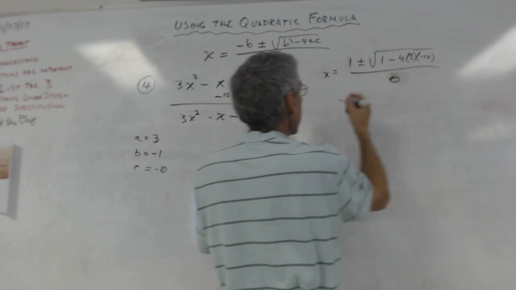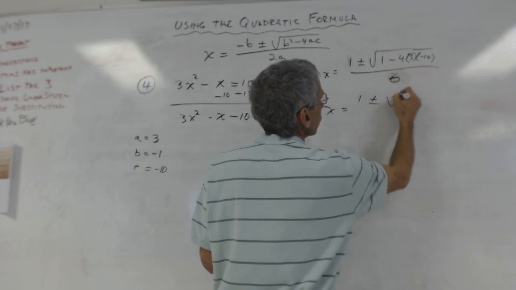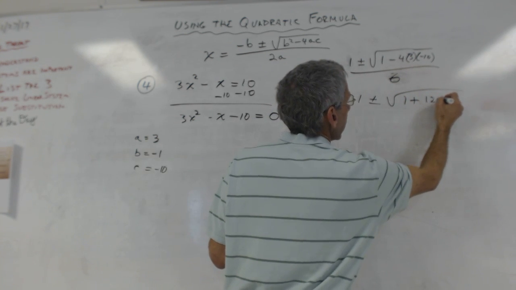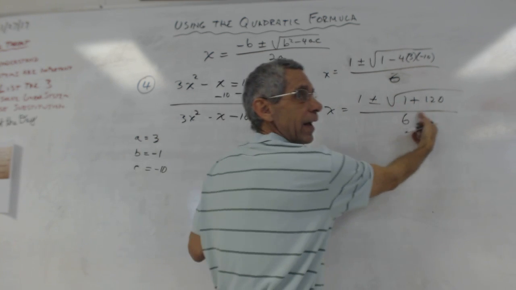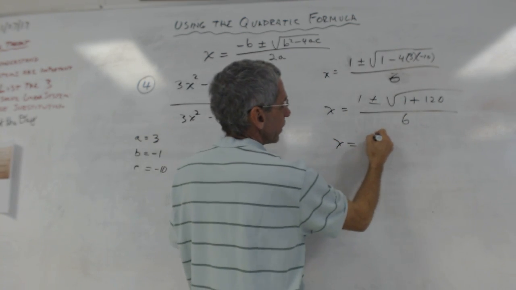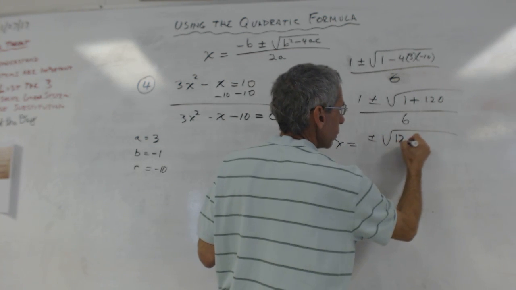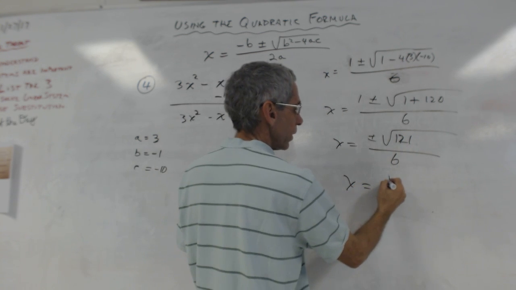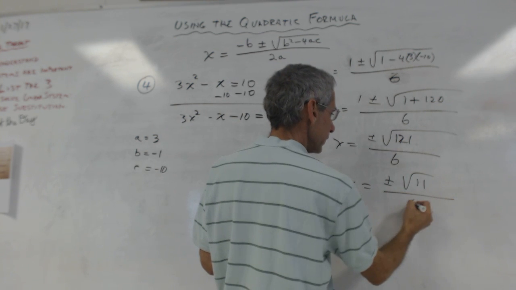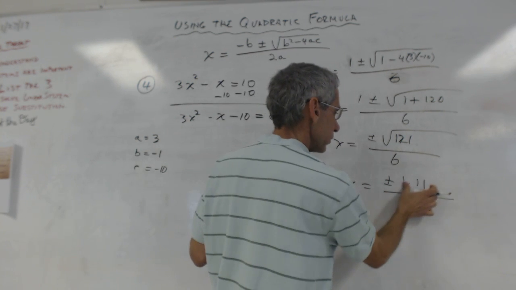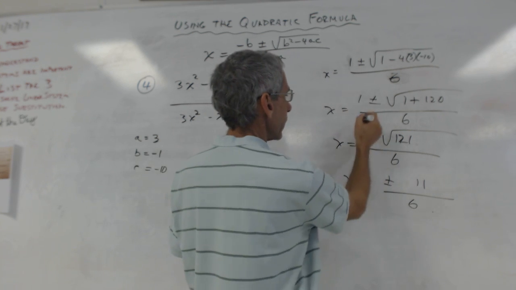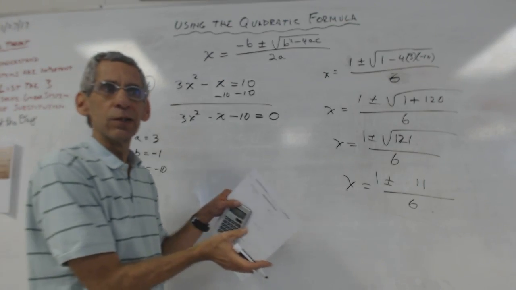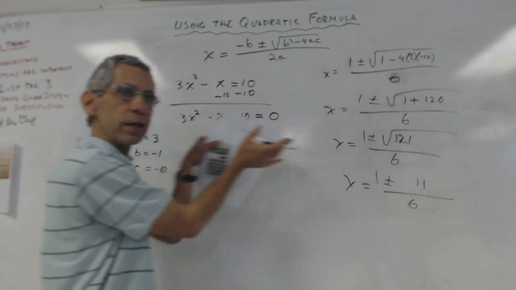Now I have to simplify that, right? So I'm going to go x is equal to 1 plus or minus the square root of 1 plus 120, all over 6. Now I've got to add these together. I got to go x is equal to 1 plus or minus the square root of 121 over 6. And then I said, oh, but that's 11. And then I say, oh wait, we forgot the 1. And now I can separate. But do you see what I mean? It's just so much easier to deal with the messy stuff separately and then put it into the equation.